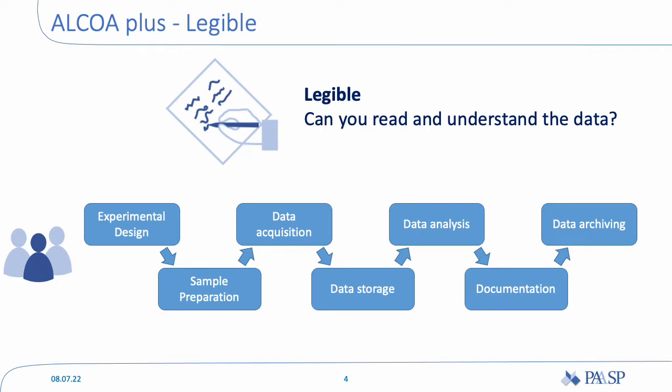The second letter stands for Legible. That is, can you read and understand the data? This is important because it allows a full reconstruction by others interested in your records. Legibility should of course be ensured in everything you do in the lab, but I consider it most important when storing and archiving data. To adhere to this, it is important to take care of one's handwriting so that it can be read by others.